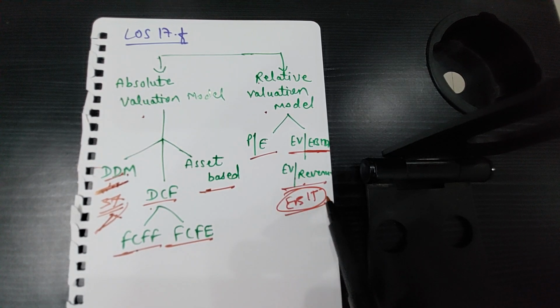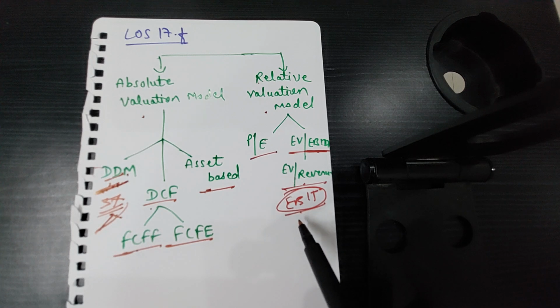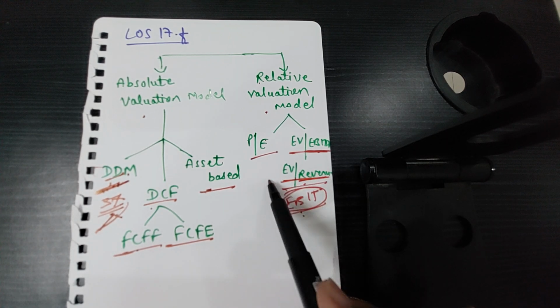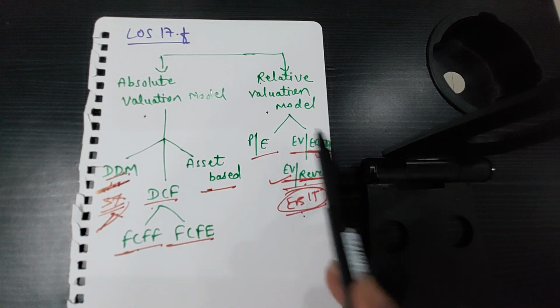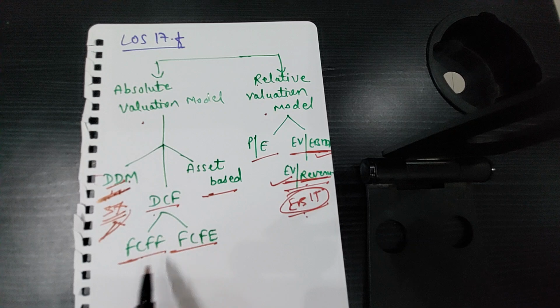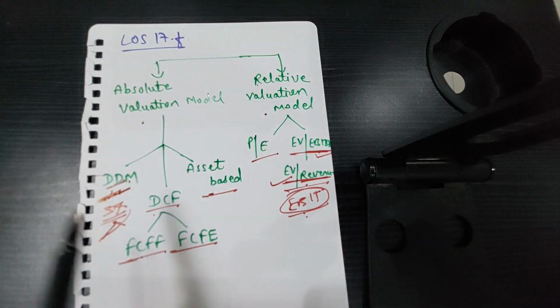So we have to look at all those things. For a company which is in its early stage, EV by revenue will be a better figure because EBITDA might be negative. So all those things matter. But these are the examples of each type of model.